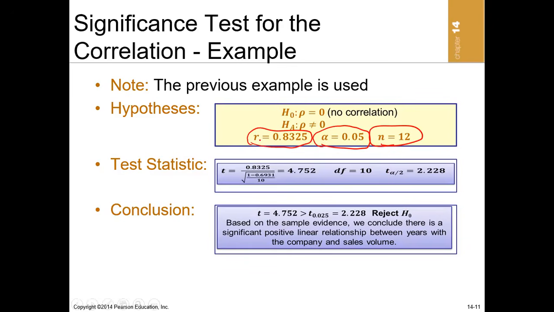So if you fix them into the formula, it will be the R over the square root of 1 minus this R squared. The R squared is 0.6391, all over n minus 2. So 12 minus 2 is 10. When you compute, the computed T or the observed T is 4.752.